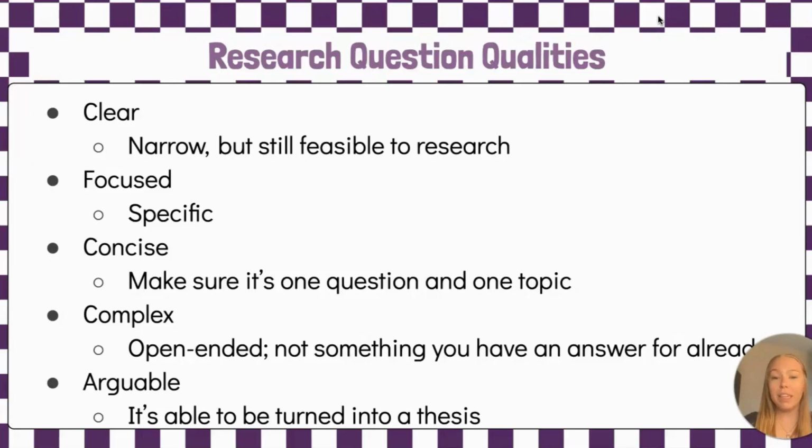There are a number of elements that you should look for in an ideal research question, and the Writing Center at George Mason University offers some useful information online about it. I'll link to it in the description of this video, and it's not required reading, but if you'd like to take a look at it, it'll be there for you. They say that the research question should be clear, focused, concise, complex, and arguable. This may seem like a tall order for a single question, but they're all things that work together.